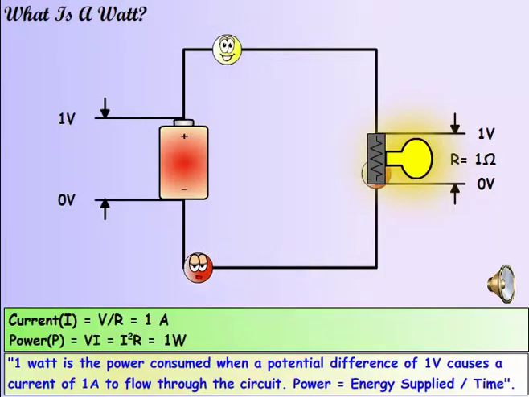A watt is the power consumed when a potential difference of 1 volt causes a current of 1 ampere to flow through the circuit. Power is measured in watts and is the product of the potential difference and the current.